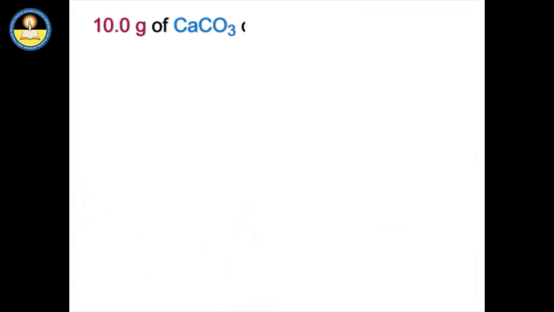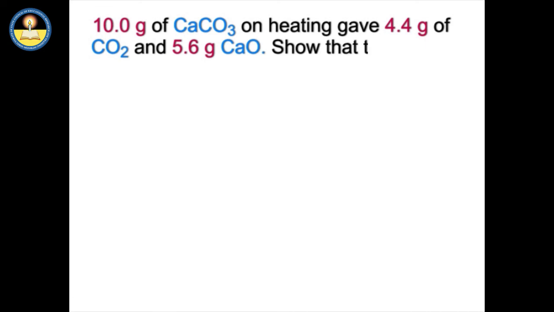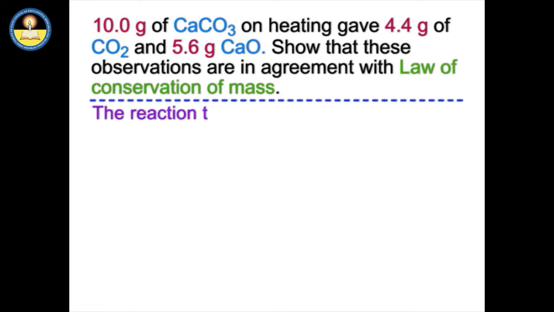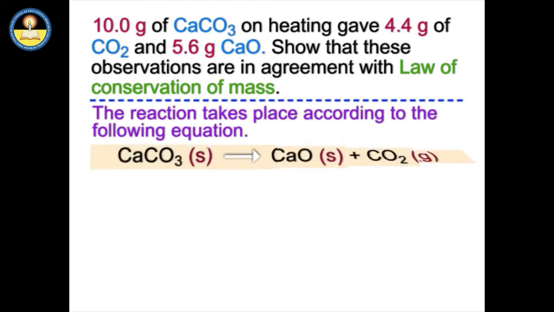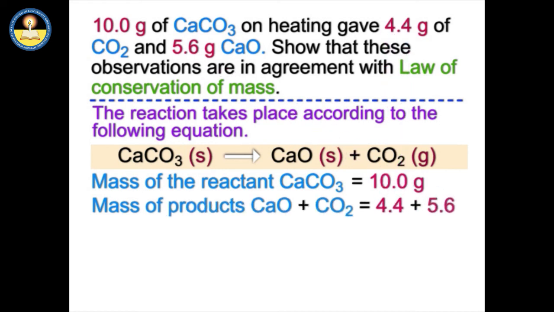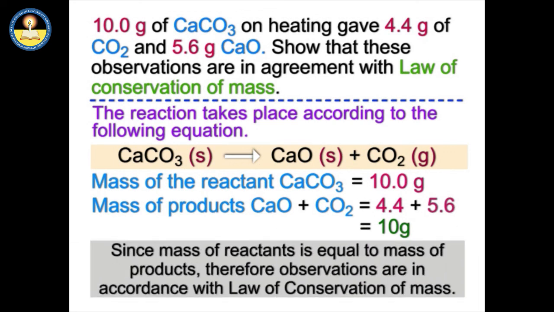10 grams of CaCO3 on heating gave 4.4 grams of CO2 and 5.6 grams of CaO. Show that these observations are in agreement with law of conservation of mass. Answer is, the reaction takes place according to the following equation. Mass of the reactant CaCO3 is equal to 10 grams. Mass of products CaO plus CO2 is equal to 4.4 plus 5.6 grams is equal to 10 grams. Since mass of reactants is equal to mass of products, therefore observations are in accordance with law of conservation of mass.